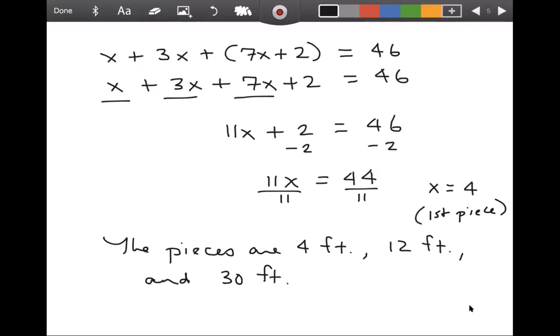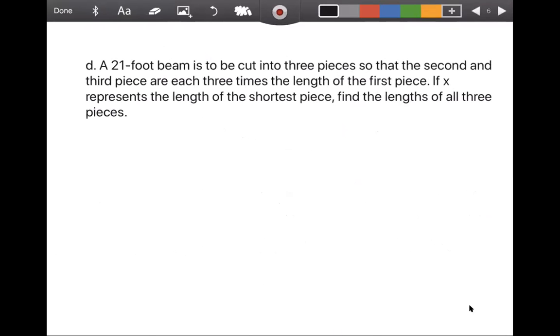All right, next example of solving a problem involving unknown relationships among unknown quantities. We have this one here, and I'm going to again ask you to pause the video and try this one. A 21-foot beam is to be cut into 3 pieces so that the second and third piece are each 3 times the length of the first piece. If X represents the length of the shortest piece, find the lengths of all 3 pieces.